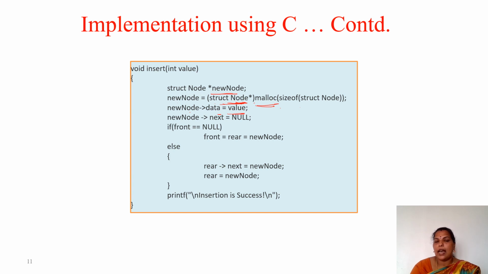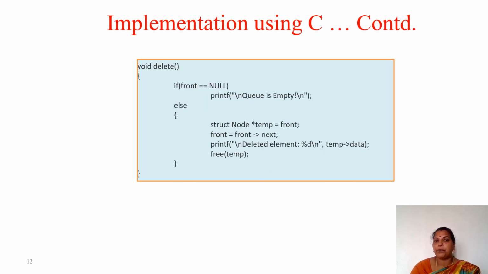So it is null. And if front equal to null, there is no element or no node in the linked list. So we are making front equal to rear equal to new node. This becomes the first node. Suppose if it is not the first node, then new node equal to rear point to next. Always insertion happens at the rear position. So we are assigning new node to rear point to next, and now we are assigning the new node to rear. So insertion happens successfully.